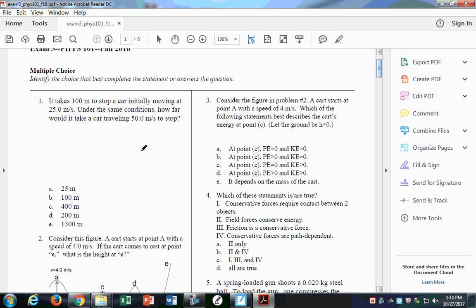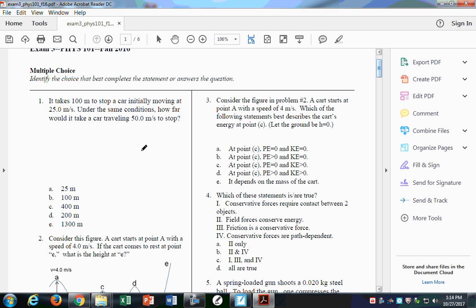It takes 100 meters to stop a car initially moving at 25 meters per second. Under the same conditions, how far would it take a car traveling 50 meters per second to stop? It might look really unfamiliar to you, but we actually had a problem similar to this in the concept test. Remember with the truck moving up the hill and stuff like that? So it's a little bit different, though. It sort of brings several ideas together, so let's look at it.